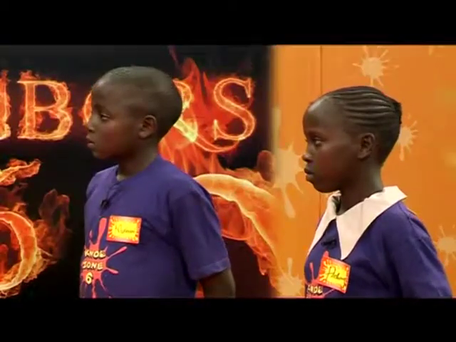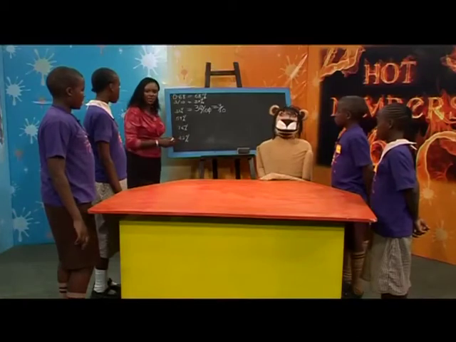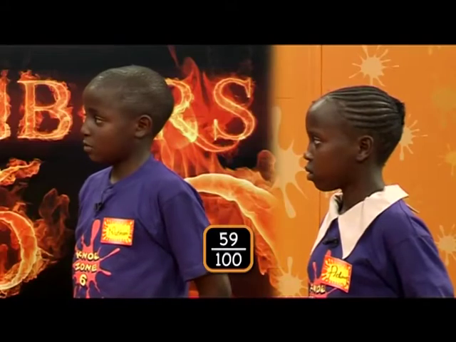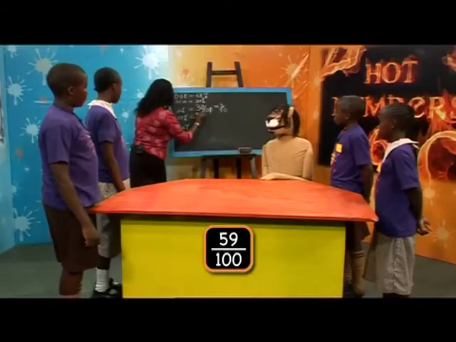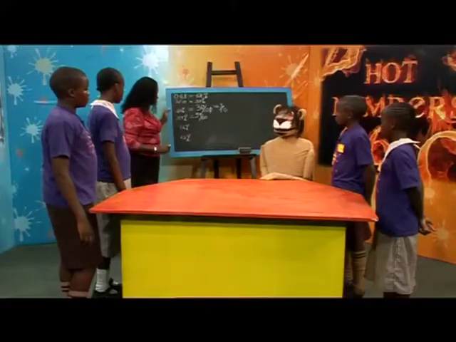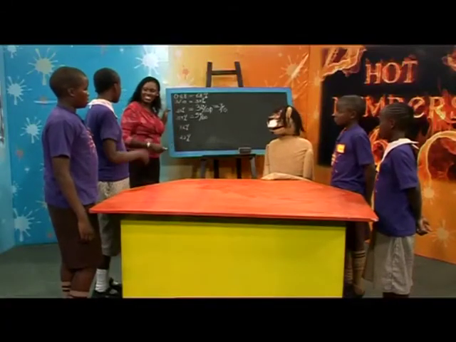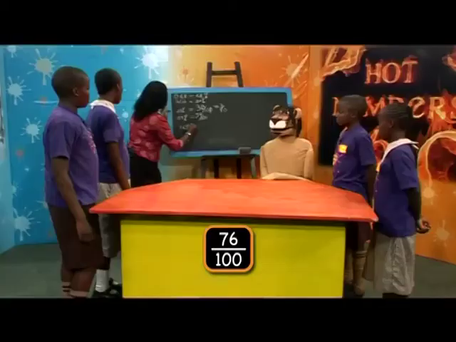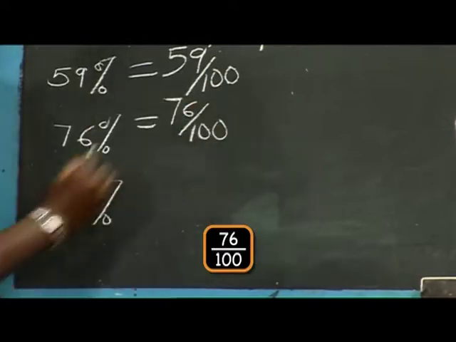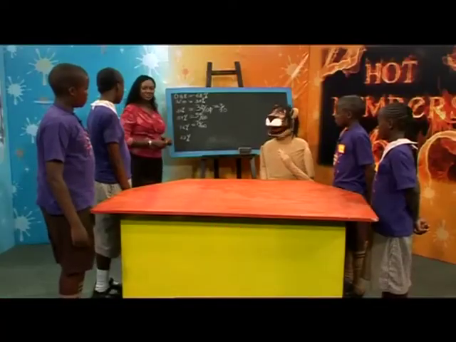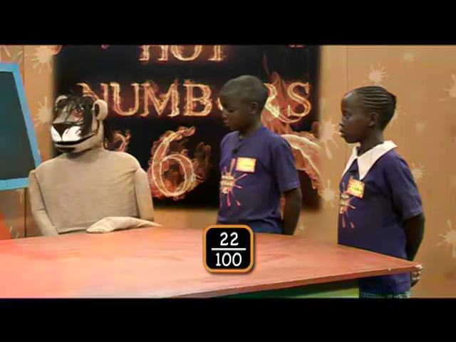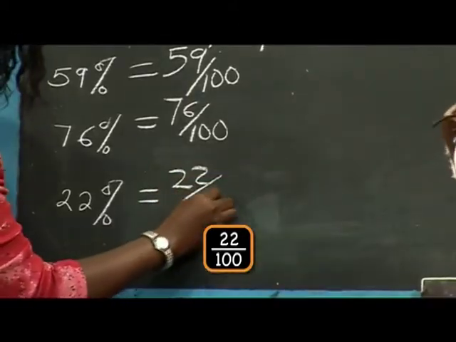Now, who can tell me how 59% will be expressed as a fraction? Yes, Modiani? 59/100. Very good. So we're going to write 59/100. Well done. How about 76%? Yes, Belinda? 76/100. Very good. 76/100. And what about 22%? Yes, Marara? Oh, that would be 22/100. Well done, all of you. 22/100.